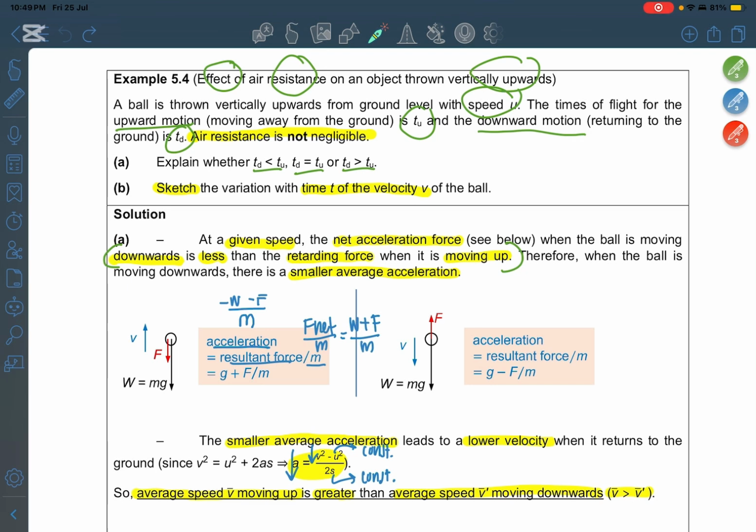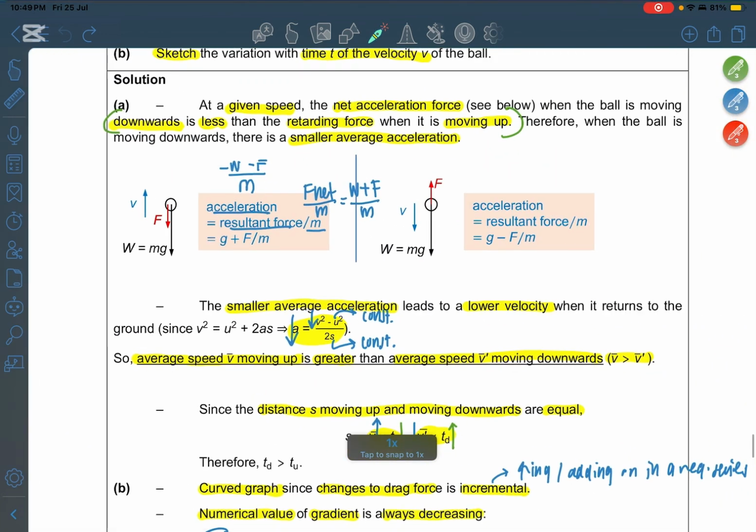So imagine at a given speed, the net acceleration force here, when the ball is moving downwards, is less than the retarding force when it is moving up. Okay, so I don't understand this. Okay, it's fine.